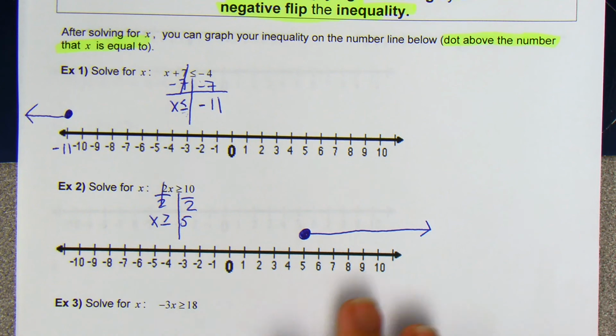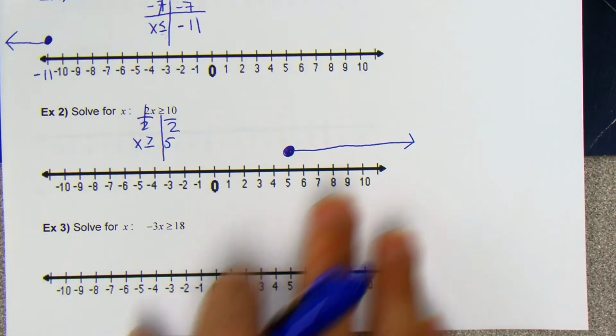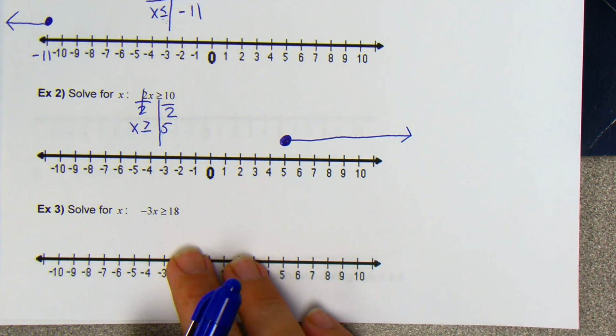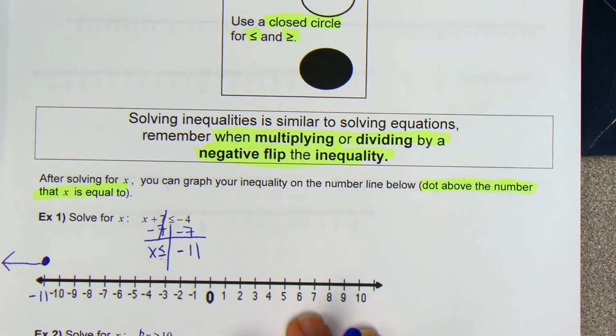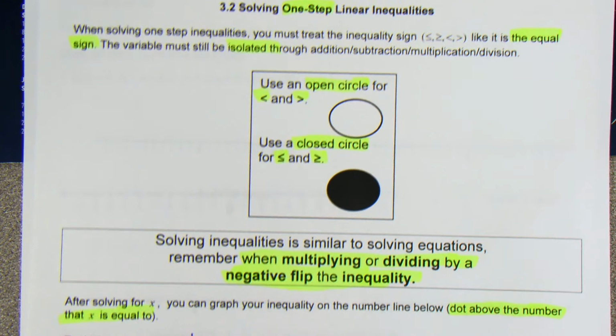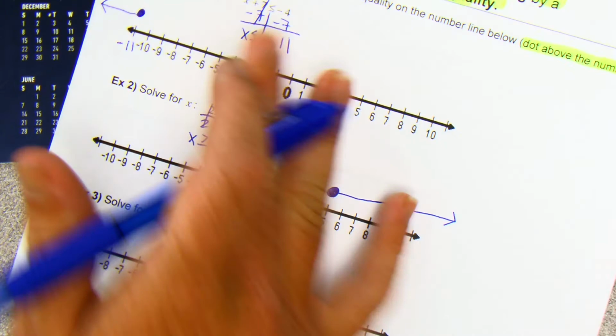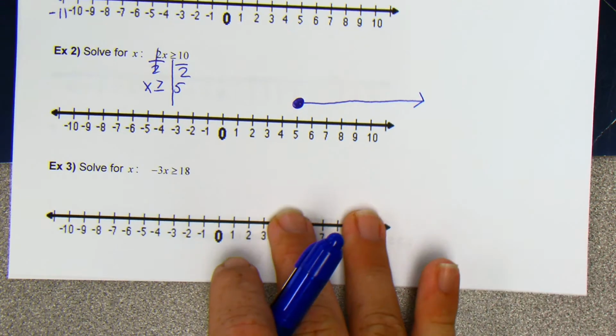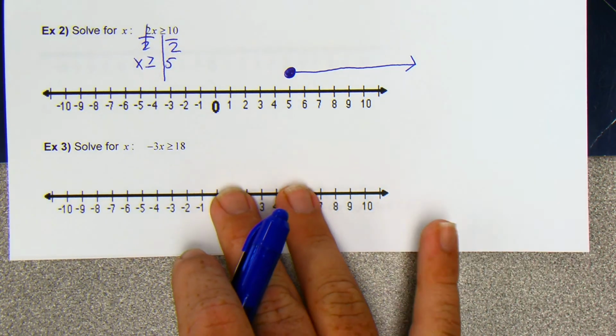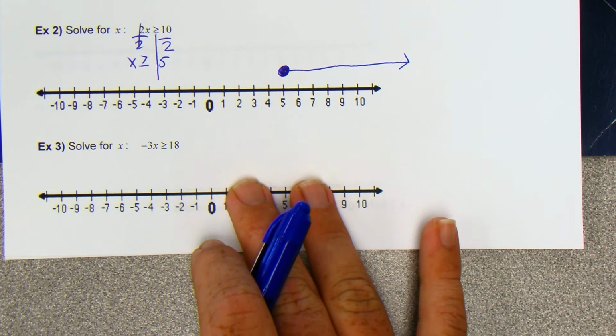All right, Monarchs, welcome to the second video for lesson 3.2. In the first video, we went over our rules at the top here. We went over solving one-step linear inequalities, and then we did examples number 1 and 2. Now we are on example 3. We have negative 3x is greater than or equal to 18.